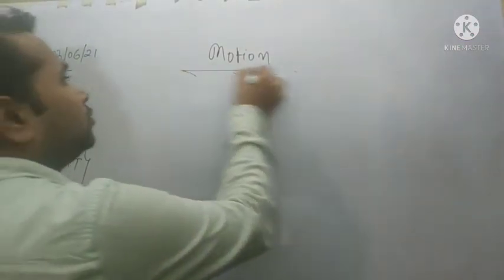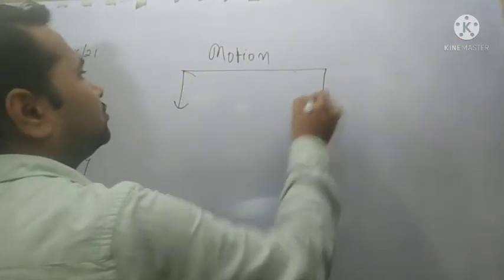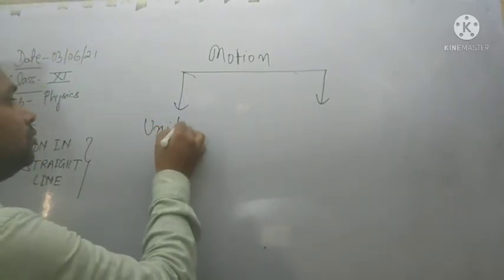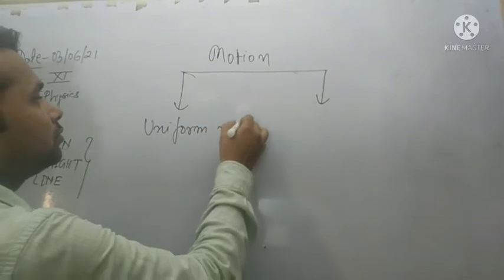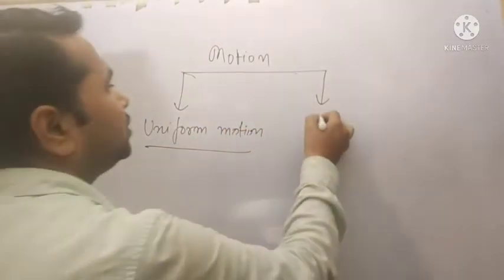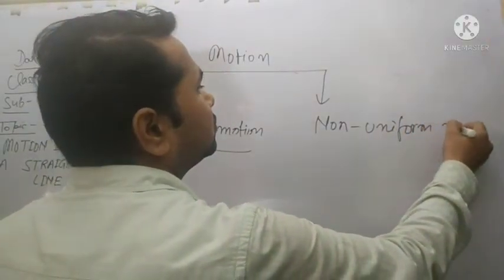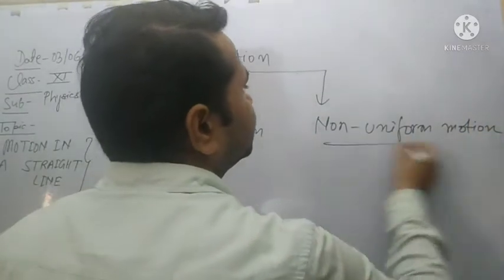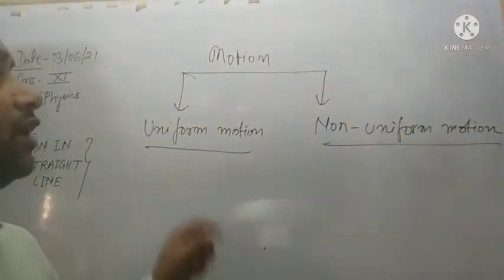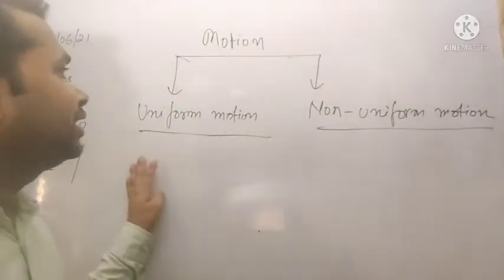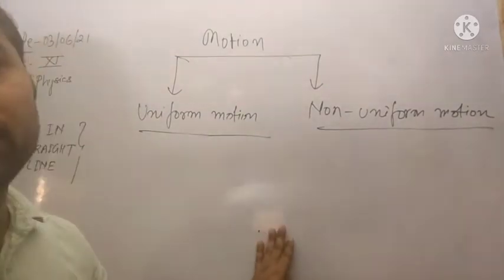In class 9th, we have categorized motion into two categories. We have studied two types of motion: uniform motion and non-uniform motion. This is the category we have studied in class 9th: uniform motion and non-uniform motion. So let's see the difference between uniform motion and non-uniform motion.